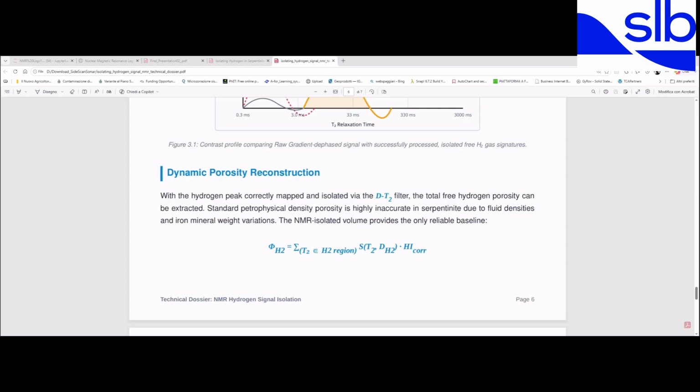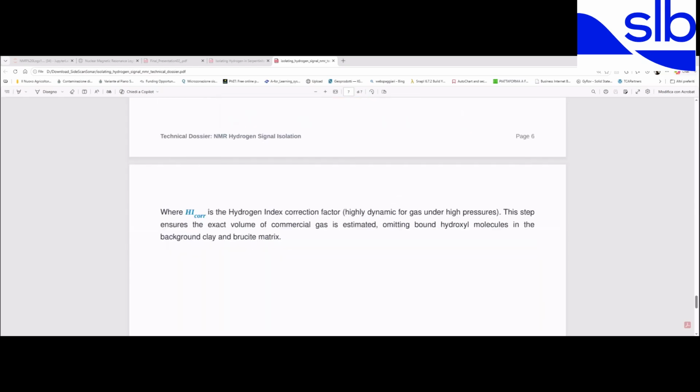Dynamic porosity reconstruction. With the hydrogen peaks correlated, mapped and isolated with the T1 filter, the total free hydrogen porosity can be extracted. Standard petrophysical density porosity is highly inaccurate in serpentinite due to variation in the fluid's density and iron mineral weights. So the NMR log isolated volume provides the only reliable baseline, and the formula calculates the effective percentage and volume of hydrogen, where HI is the hydrogen index correction factor, high dynamic for gas under high pressure. These steps ensure the value of a commercial gas estimate, omitting boundary hydroxyl molecules in the background clay and Buchite matrix.